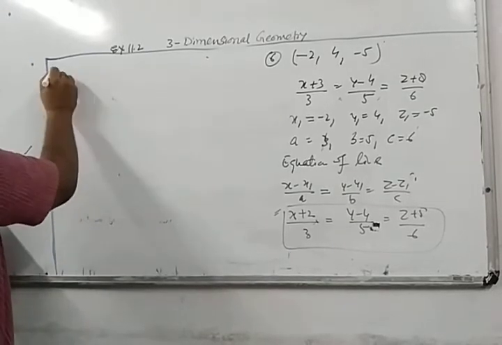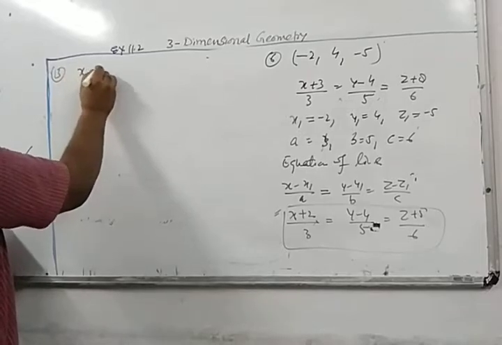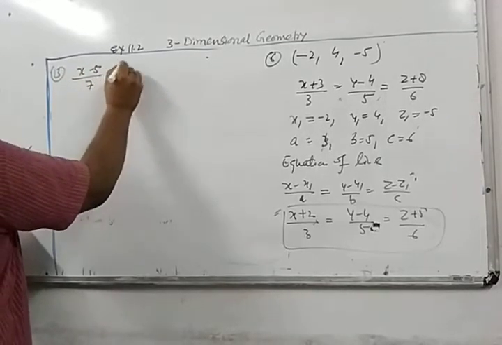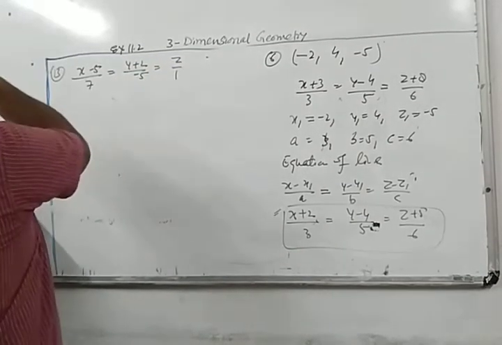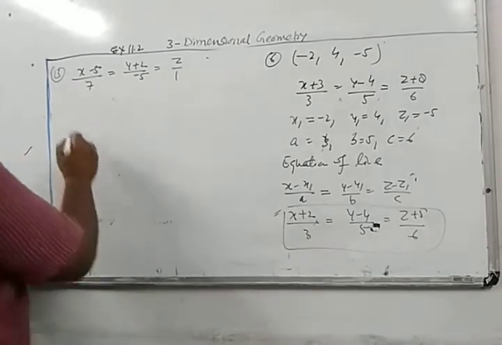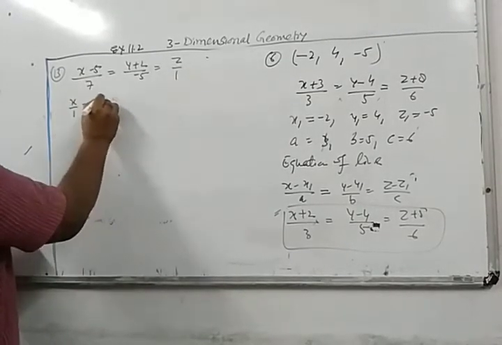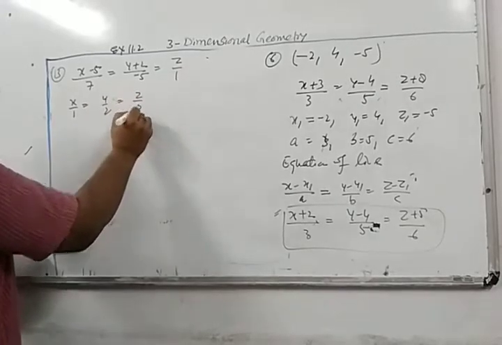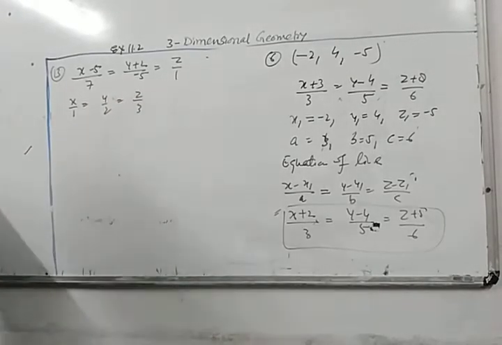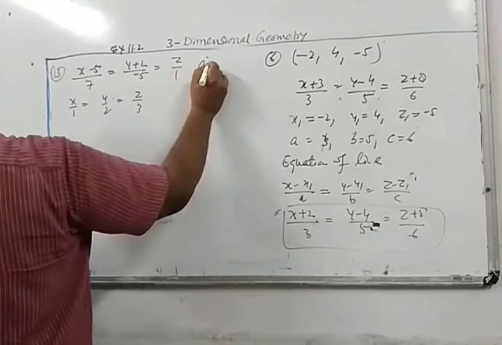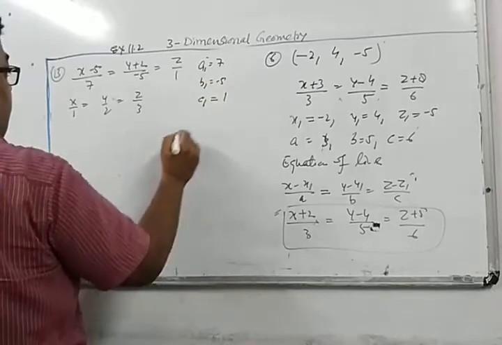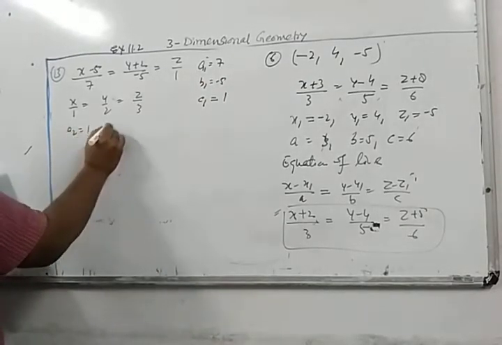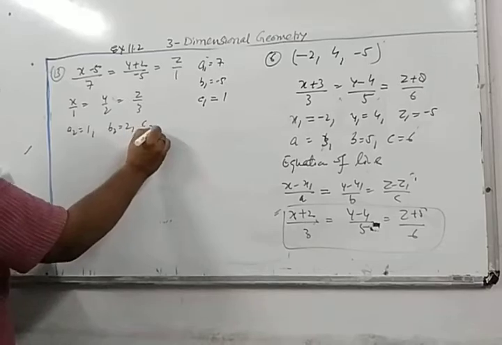Show that the two lines (x minus 5)/7, (y plus 2)/minus 5, z/1, and x/1, y/2, z/3 are perpendicular to each other. Here A1 is 7, B1 is minus 5, C1 is 1. And A2 is 1, B2 is 2, and C2 is 3.